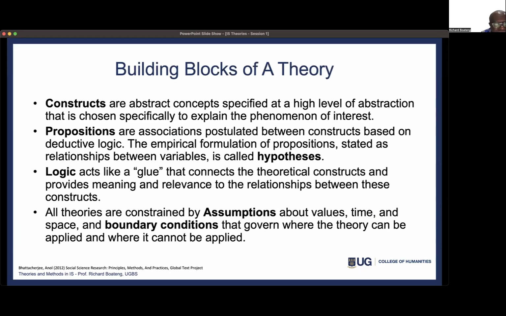Now, the building blocks of a theory say that there are four key dimensions of a theory. The constructs are abstract concepts specified at a high level of abstraction, chosen specifically to explain the phenomenon of interest. Take an example. You have a triangle, or even a right angle triangle.